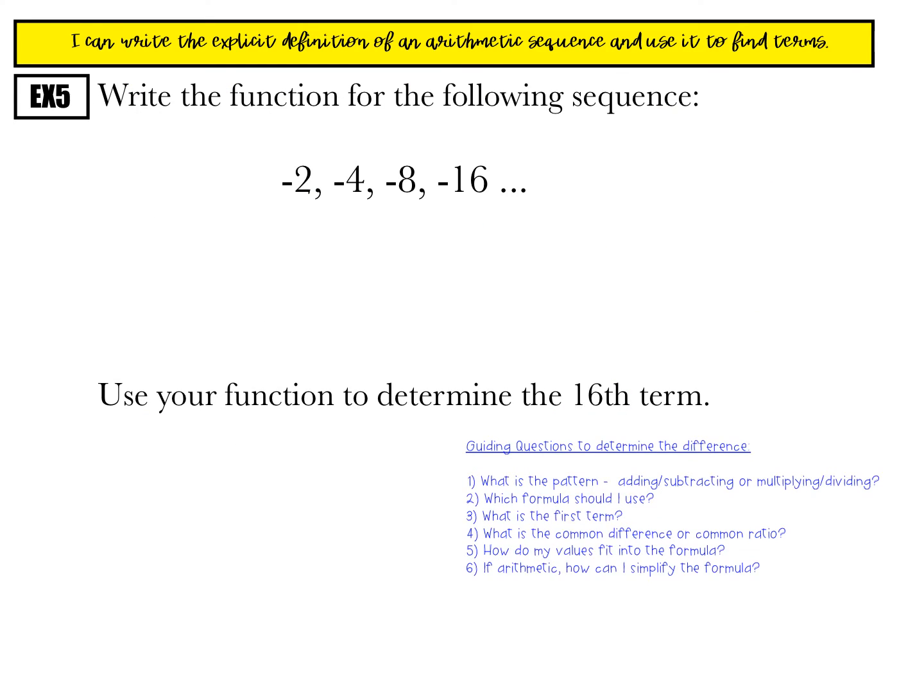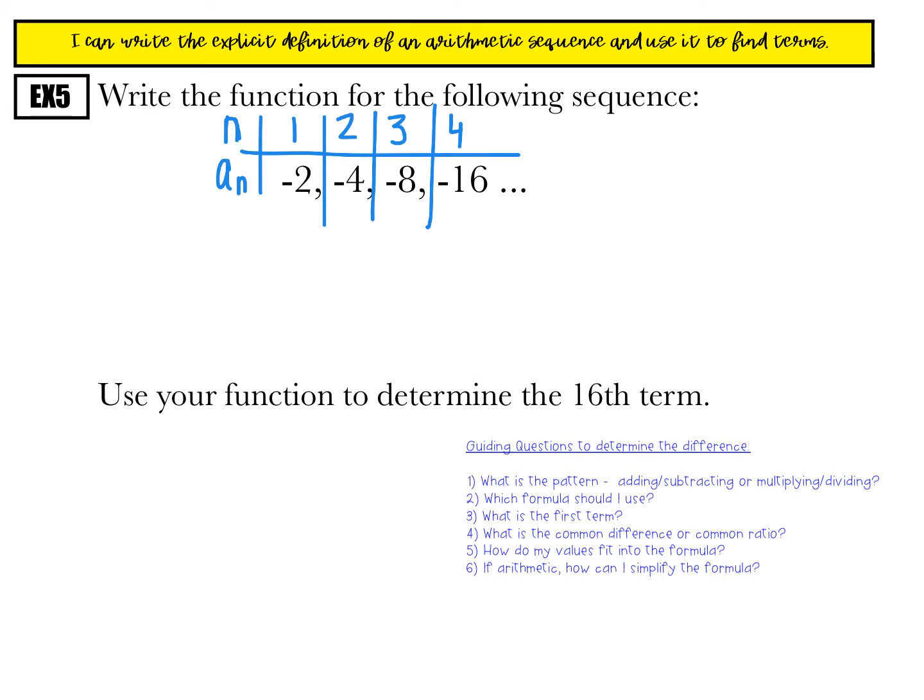All right, so in this next example, my pattern is starting at -2, then -4, then -8, then -16. So if I wanted to, I could turn this into a table. So n is the position number, and a sub n is the value of that position number. So the first term is -2, the second term is -4, the third term is -8. The fourth term is -16, and so on and so forth. So if a table helps you see it better, that's fine.